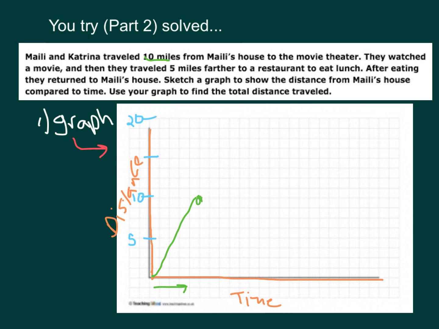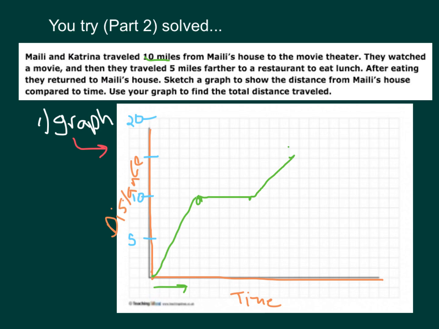So, now that we're at the movie theater, they watched a movie. So, over the course of, let's say, 2 hours while they watched the movie, they didn't go anywhere. So that shows that our distance is going to be constant. After the movie was done, they traveled 5 miles farther to a restaurant to eat lunch. So our graph shows them walking even farther from Miley's house to the restaurant.